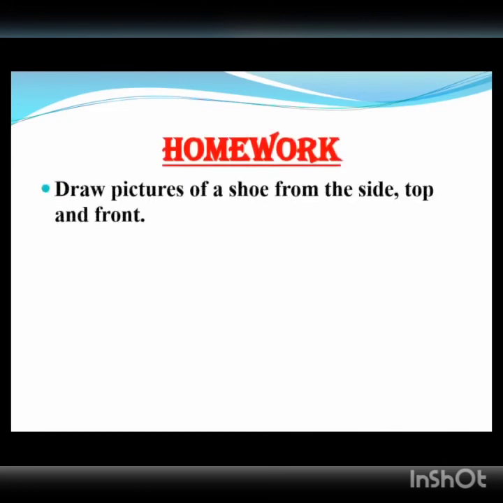Now it's your homework time. Draw pictures of a shoe from the side, top and front. Here you are supposed to draw the side view, top view and the front view of a shoe. Kindly do this homework in your notebook.